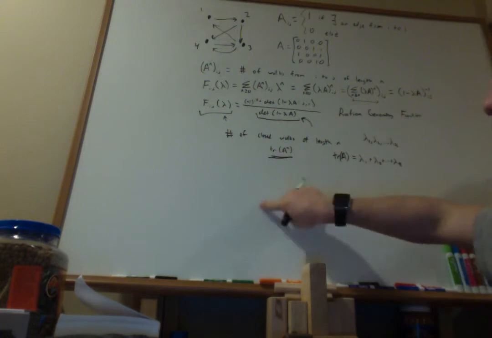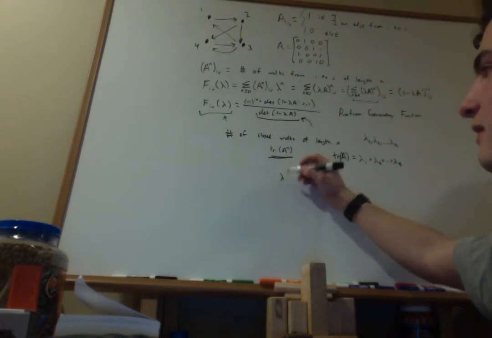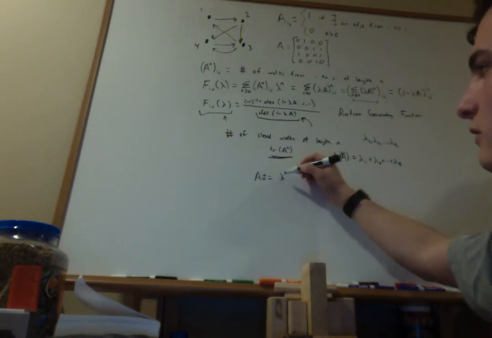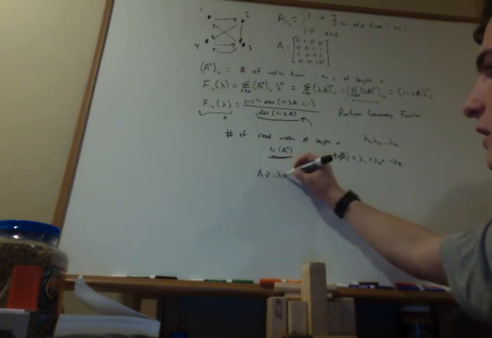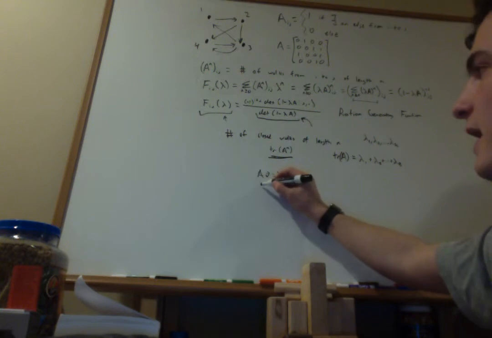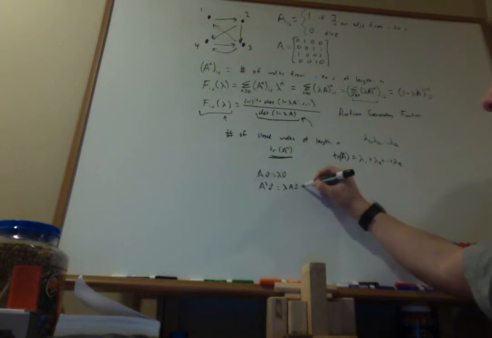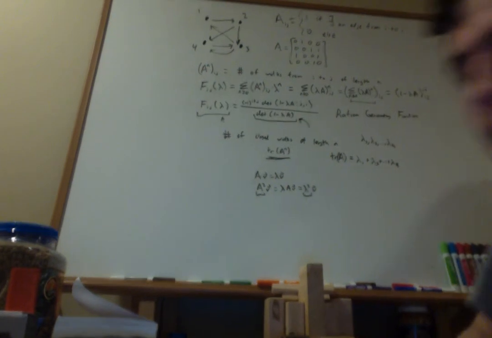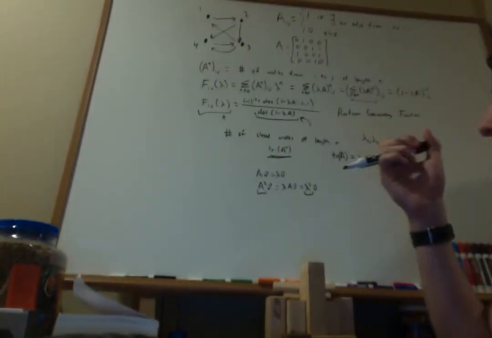And more generally, if we consider lambda as an eigenvalue of A, right, that means that there's a vector v such that Av equals lambda v, right? Then upon applying A again, we get that A squared v equals lambda Av equals lambda squared v, right? So lambda squared is an eigenvalue of A squared. And more generally, lambda to the n is an eigenvalue of A to the n.